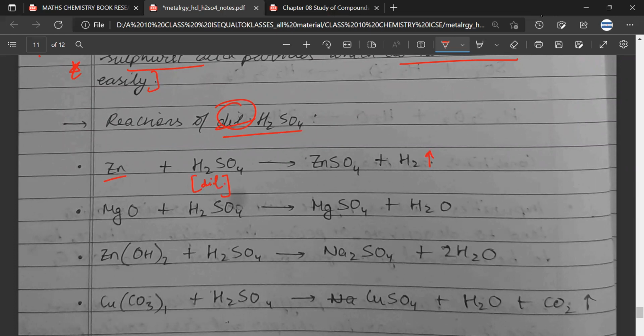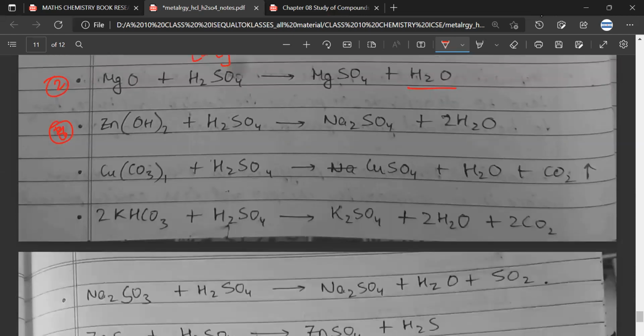Magnesium oxide plus H2SO4 gives magnesium sulphate plus water. Then we have zinc hydroxide plus H2SO4 gives Na2SO4 plus water. Then we have copper carbonate plus H2SO4 gives copper sulphate plus H2O plus CO2. It is a gaseous form. Then we have potassium bicarbonate plus H2SO4 which gives potassium sulphate plus water plus carbon dioxide.